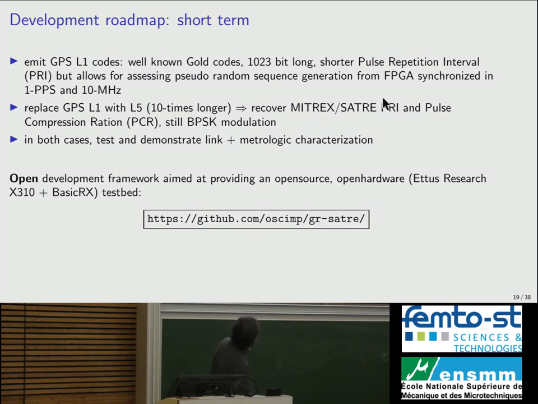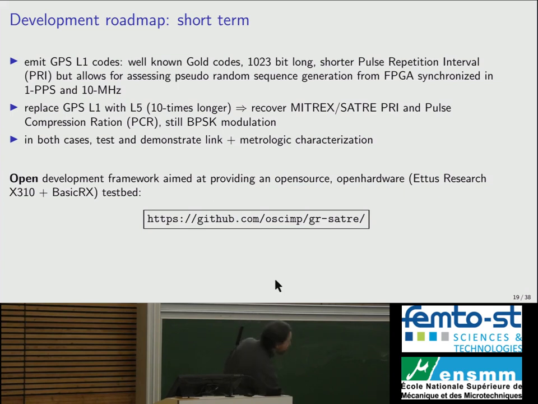So the first step will be running on an FPGA the classical Gold code from GPS L1 just to show that it can be done. Japanese guys have done this, Taiwanese guys have done this. We need to get up to date in our project. And this is work in progress. You can find it on the OSCIM Digital GitHub if you want to have a look at this.